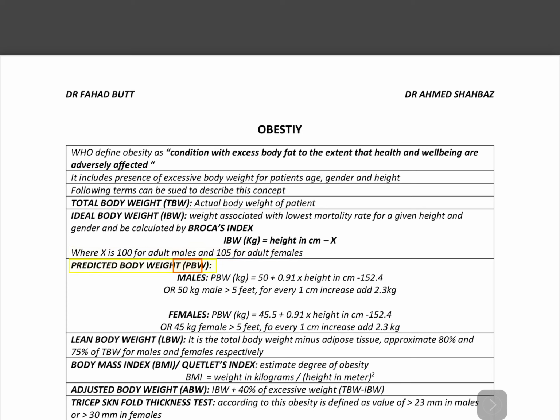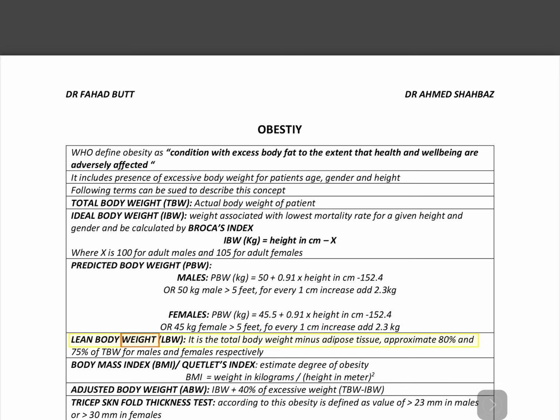Predicted body weight, PBW. Males: PBW in kg equals 50 plus 0.91 x (height in cm minus 152.4), or 50 kilograms for a male of 5 feet; for every 1 centimeter increase add 2.3 kilograms. Females: PBW in kg equals 45.5 plus 0.91 x (height in cm minus 152.4), or 45 kilograms for a female of 5 feet; for every 1 centimeter increase add 2.3 kilograms.